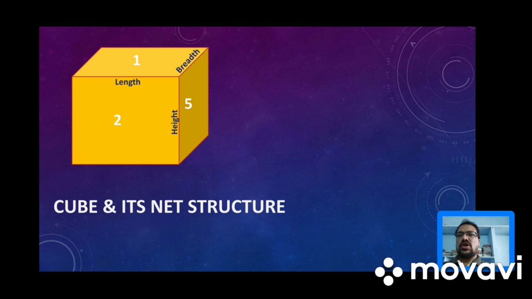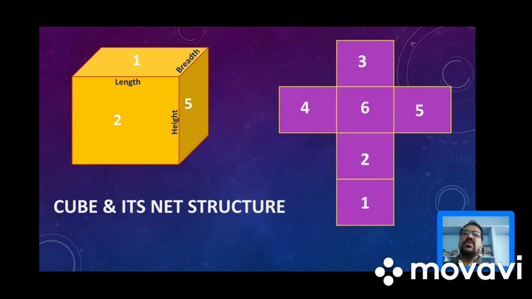So this is the cube that we have taken. Its net structure will be like this. If you open a cube, you will have a net structure like this. You can observe the numbers 1, 2, 3, 4, 5 and 6. If you open a cube, you will have 6 faces. That is the reason I have shown the numbers 1, 2 and 5 on the cube, so that you can understand.